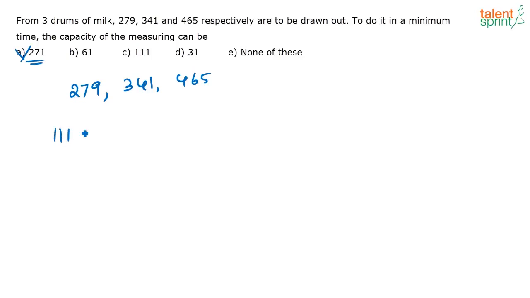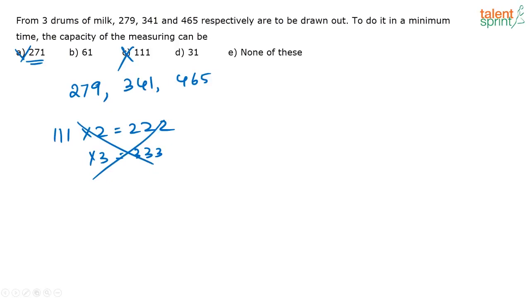Similarly, 111. What does 111 mean? If you take 111 into 2, it is 222. Then 111 into 3 is 333. Again, can that come? Will that be the highest common factor of these 3 numbers? No, that also cannot be. Eliminate that option. Now, you are left with 2 options, 61 and 31.